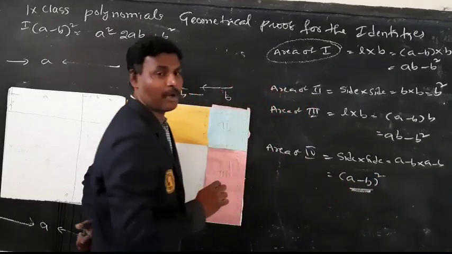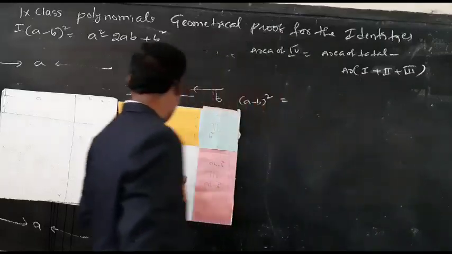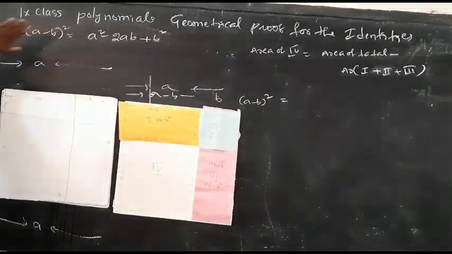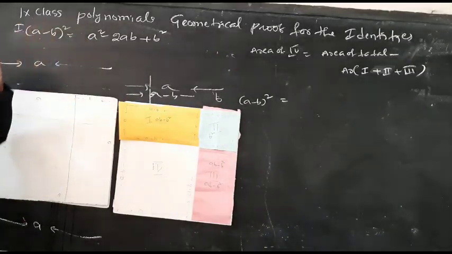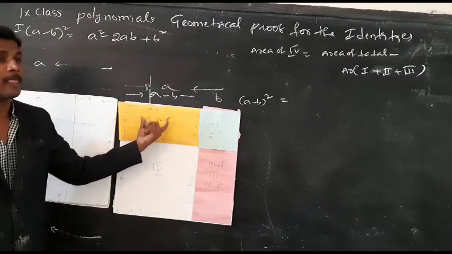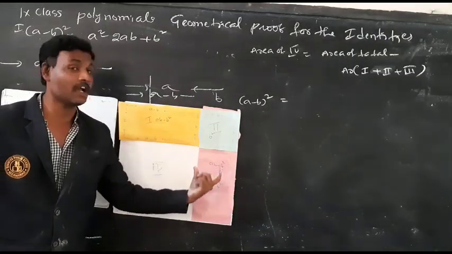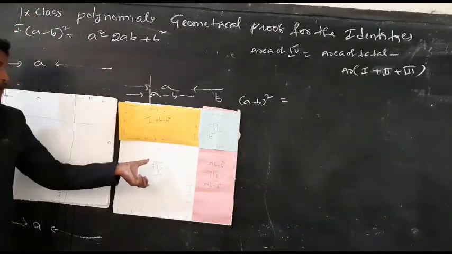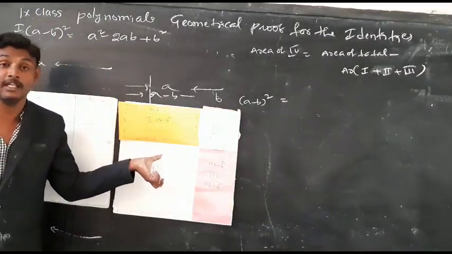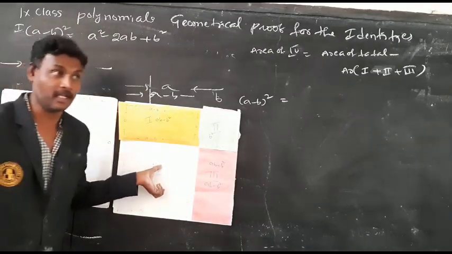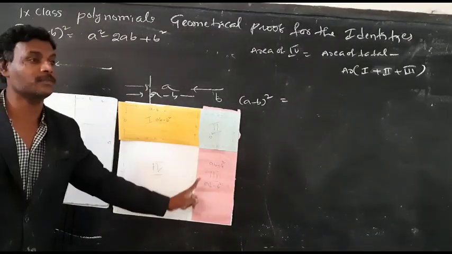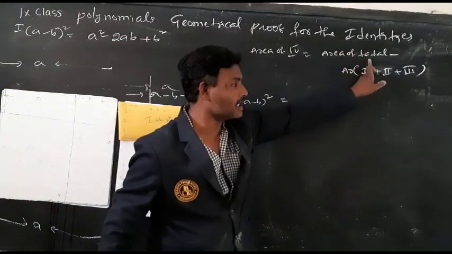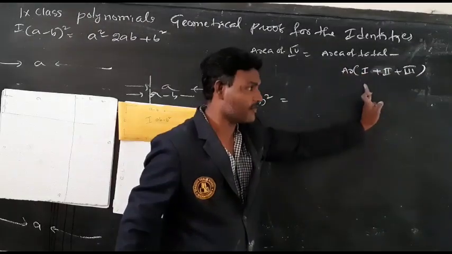Now I need the value of (a minus b) whole square. To find the area of the fourth figure, from the total I am subtracting the area of the first figure plus the area of the second figure plus the area of the third figure. (a minus b) whole square is the fourth part. So to find the area of the fourth part, I am subtracting the first part, second part, and third part from the total.